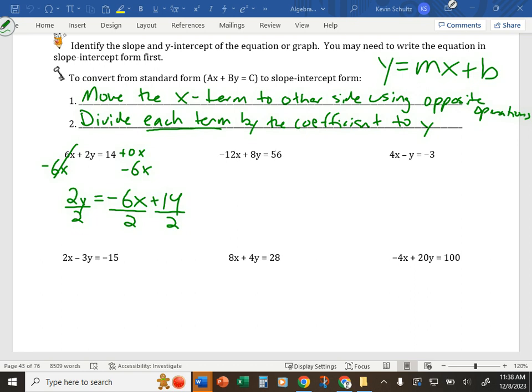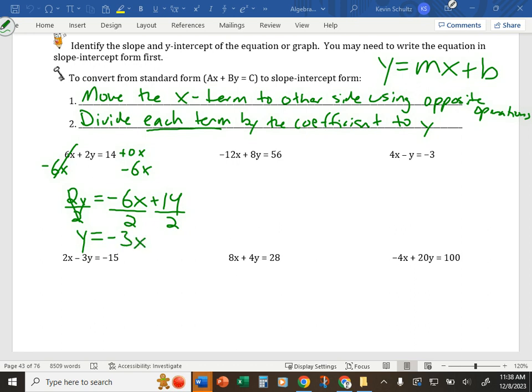So will you actually divide those? You do. So 2y divided by 2 gives us y by itself. Negative 6x divided by 2. For this division, we kind of ignore the x. So just what's negative 6 divided by 2? Negative 3. And the x just tags along there.